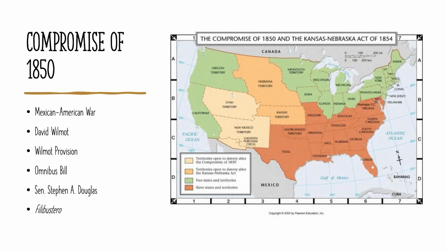The third pair of resolutions banned the slave trade in the federal district, i.e. Washington, D.C., but left slavery intact in the city. And the final pair dismantled any restrictions on the interstate slave trade between the southern states and enacted a stricter fugitive slave law.